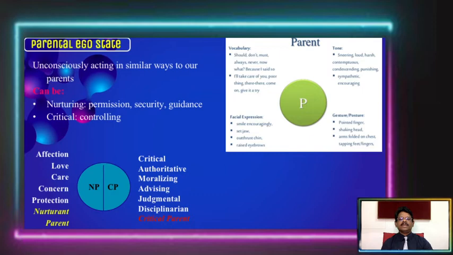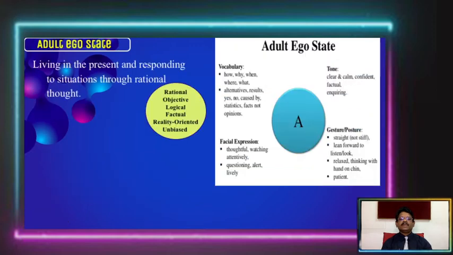For example, the nurturing parent says: if you pass your examinations, I'm going to give you a mobile phone. I'll purchase the mobile phone as per your choice. So it is nurturing. Then the critical parent says: if you are not passing, then I'll stop your education. You will no more continue your studies if you are not passing. If you fail, that is the end. So these are the two types of communications in the parental ego state. Further, if you look at the adult ego state.